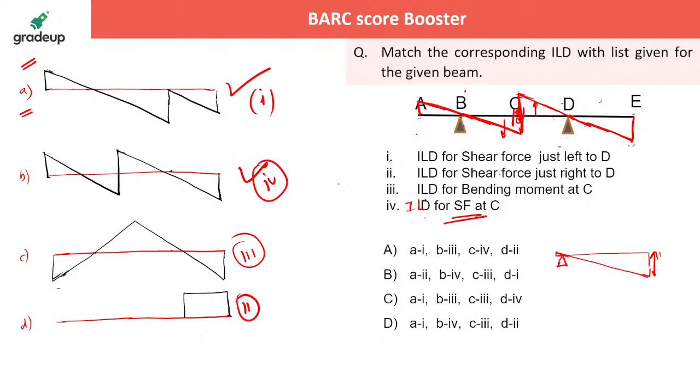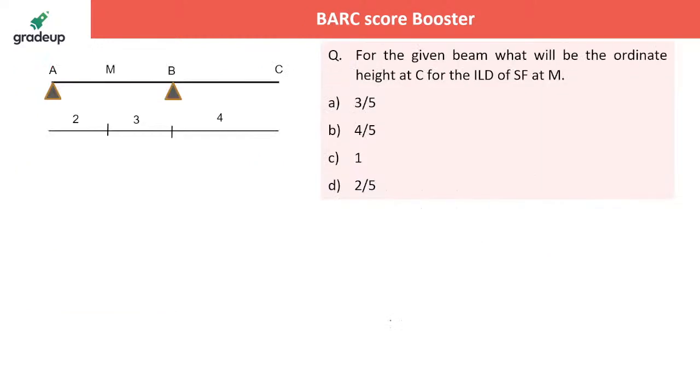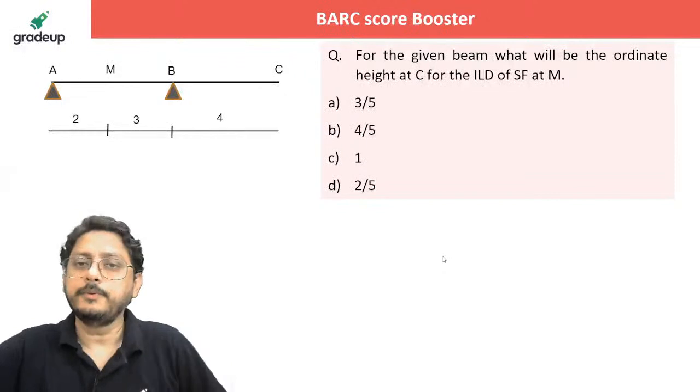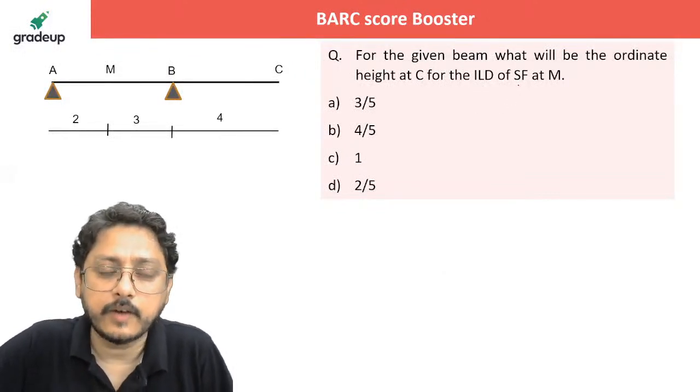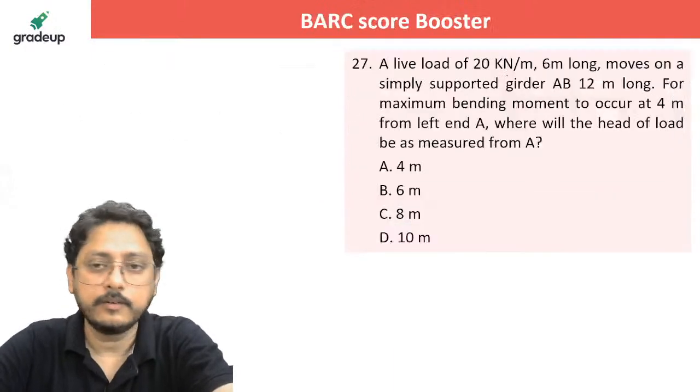So the correct option is A1, B4, C3, and D2. So the correct answer is option D. Did you get that? Now for the given beam, what will be the ordinate height at C? I think we have already solved this one. This one you please solve.